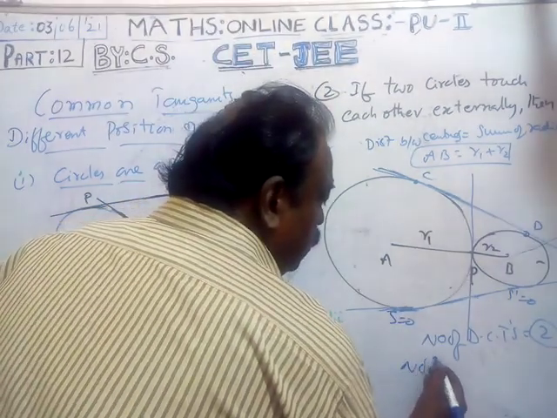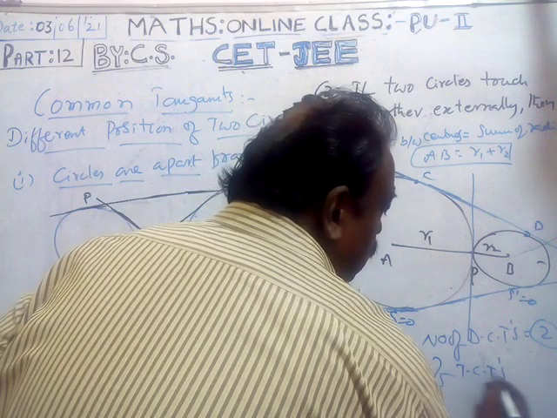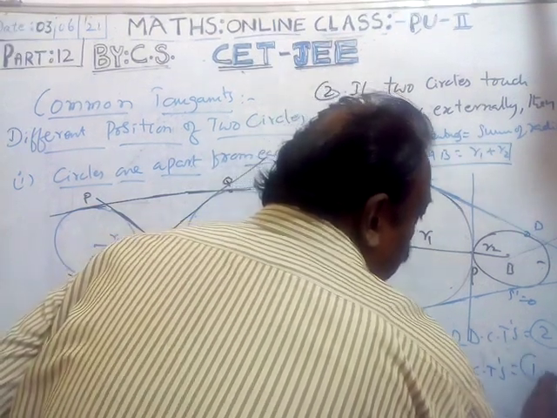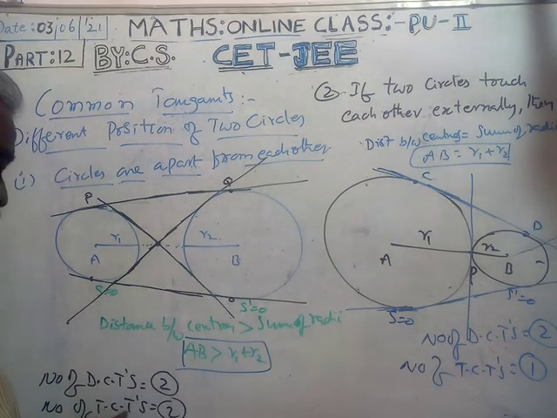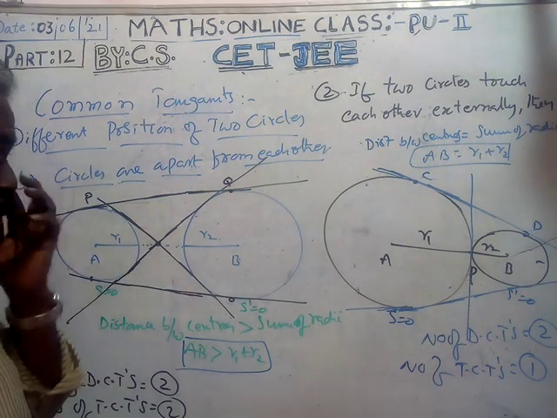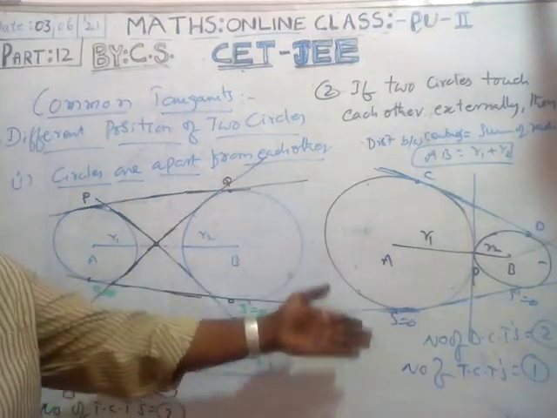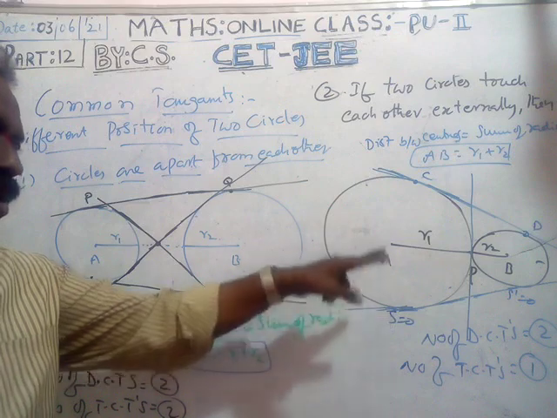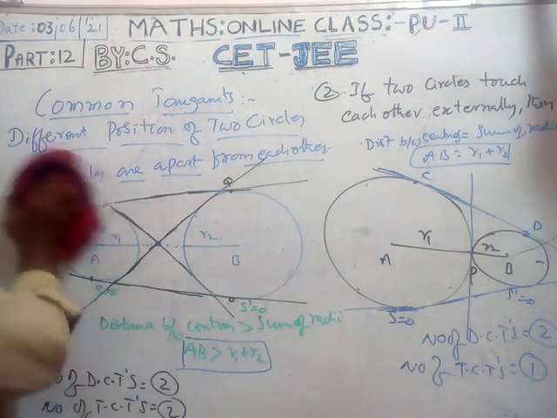So number of TCTs is equal to 1. Okay, right? Here 2 DCTs and 2 TCTs when the circles are apart from each other. But here the circles are touching each other externally, meaning 2 DCTs but 1 TCT. Okay? Next.